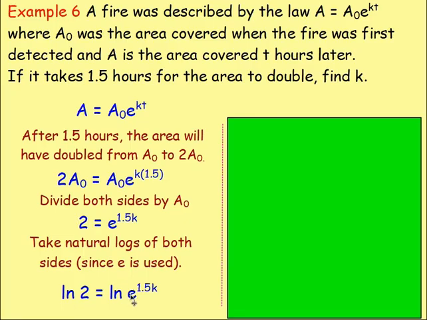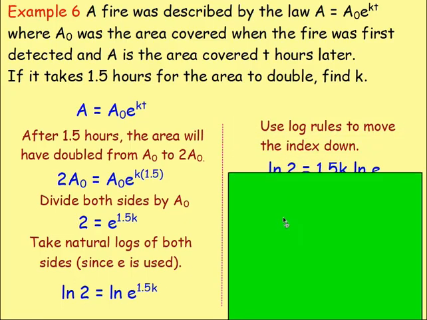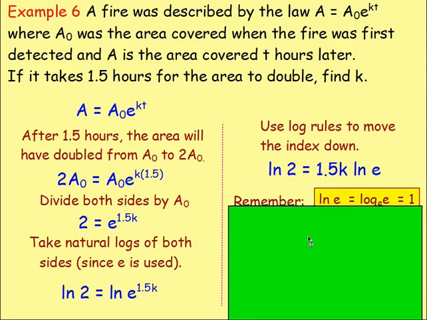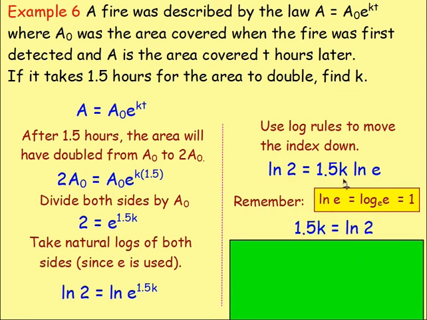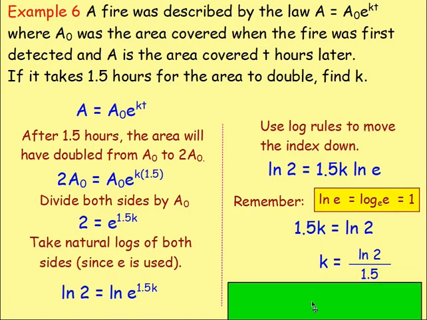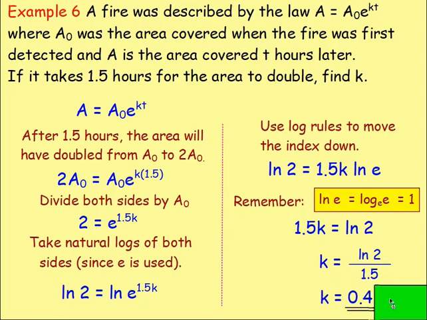After that, because we've taken the logs of both sides, think about your log rules. We can use the log rules to move this index down. So the 1.5k will go in front of that ln e. But, Olivia, what's that you're saying? Good, ln e is equal to 1, which means ln e will just disappear, leaving us with 1.5k equals ln2. If we want to work out the value of k then, we can divide both sides by 1.5. So k is equal to ln2 over 1.5. Type that into your calculator, and that will give you 0.462 to 3 decimal places.